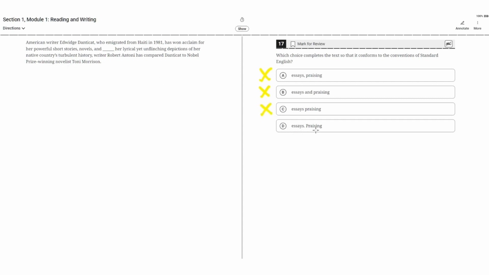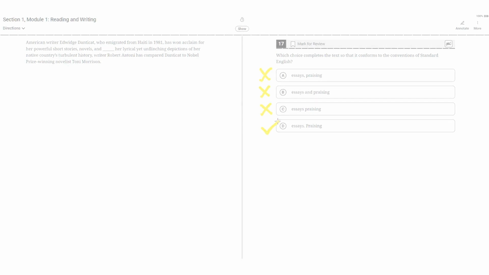D. Essays. Praising. This is correct because it properly creates two sentences, and the second sentence is created with a participle phrase that makes sense, because it says praising her lyrical yet unflinching depictions of her native country's turbulent history. So D is the correct choice.